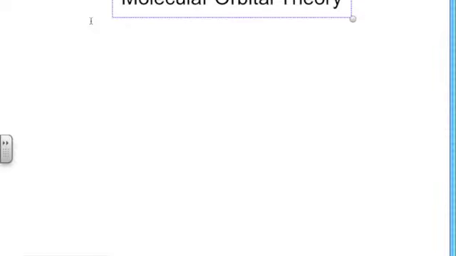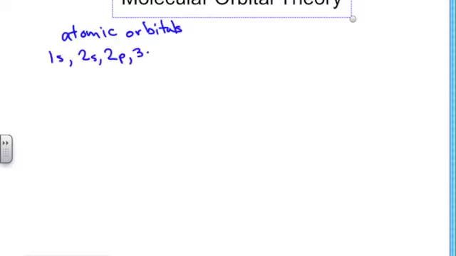So now I'm going to talk to you about molecular orbital theory. Molecular orbitals are very similar to something we've already discussed called atomic orbitals. So remember, some of the rules we talked about for atomic orbitals still apply when we talk about molecular orbitals. Remember, we have a 1s orbital, a 2s orbital, a 2p orbital, a 3s orbital, 3p, and so on.